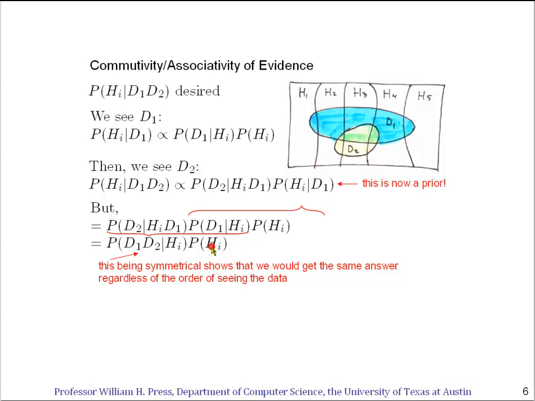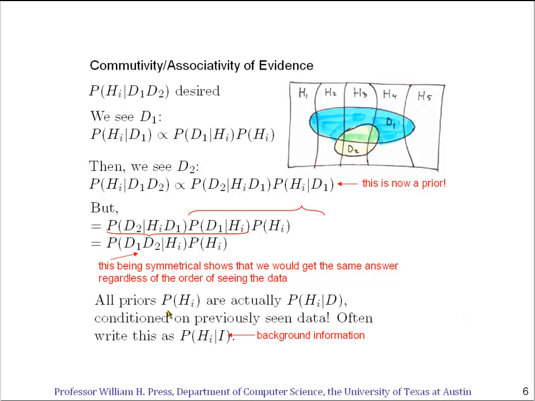We have this term right here. And you can see that we've gotten the desired answer. How can I see that? Because I've gotten that the probability of the hypothesis given both sets of data is the probability of both sets of data given the hypothesis times the prior on the hypothesis, and this being a logical AND operation, we would get the same answer either direction, D1 first or D2 first. That's essentially just the same argument that we did up here, drawing the pictures that the overlap is independent of the order in which they're put down.